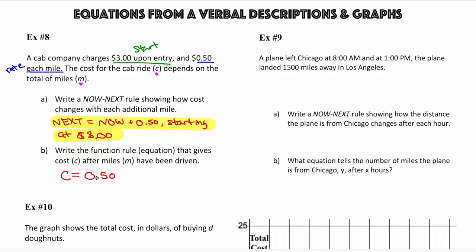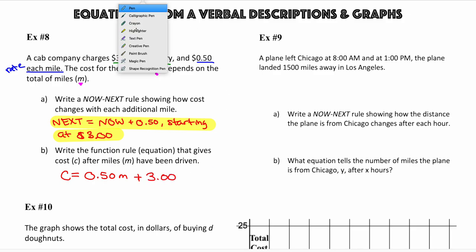So Y equals MX, which in this case is our letter M, because that's the variable we have to use, plus B. Remember, we are doing this in slope-intercept form. So this is the same thing as saying Y equals MX plus B. Well, B is your y-intercept value. That's your starting value. In this case, we started at $3. So we would have a positive $3. So our equation in slope-intercept form is C equals 0.50 M plus $3.